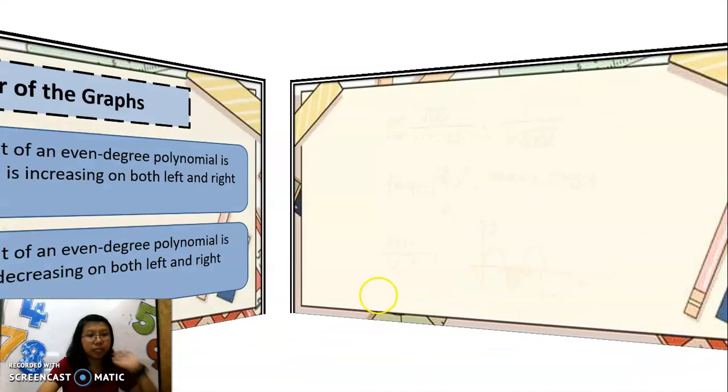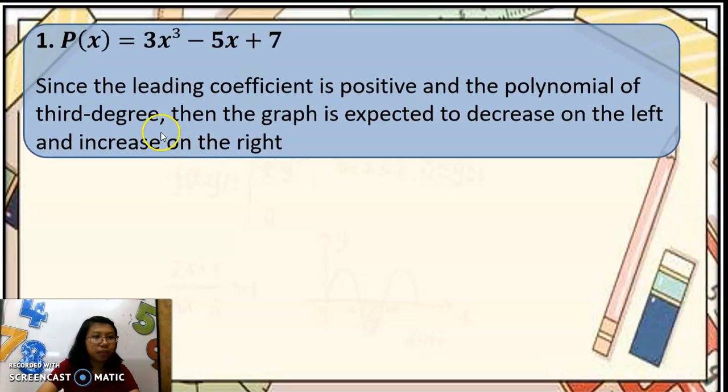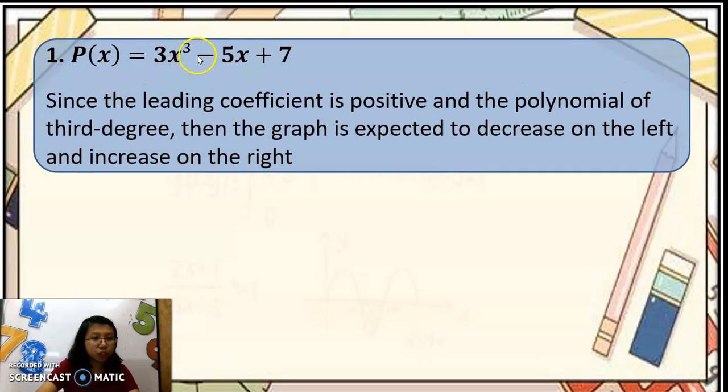Okay, let's have examples and then let's determine what will be the behavior of the graph. Number 1. 3x cubed minus 5x plus 7. So, since we have an odd degree polynomial and the leading coefficient is positive, the graph is expected to decrease on the left and then increase on the right. Decrease on the left, increase on the right.